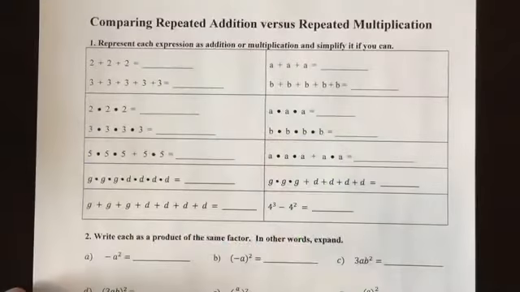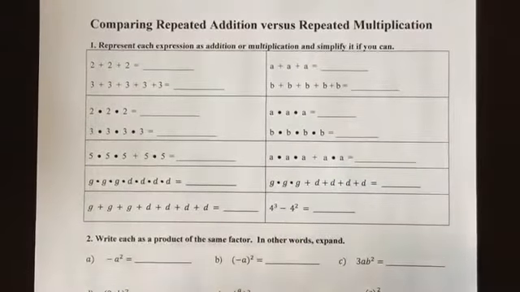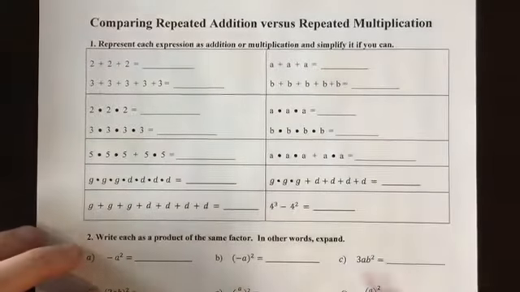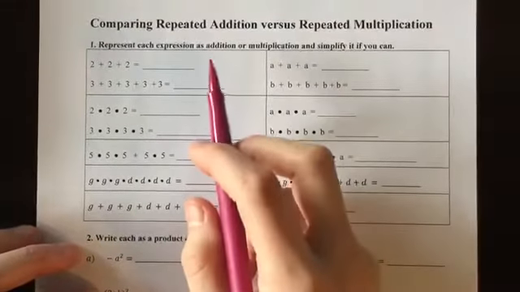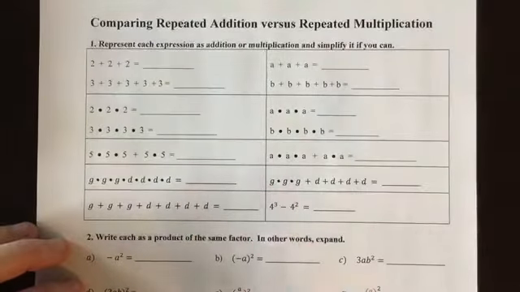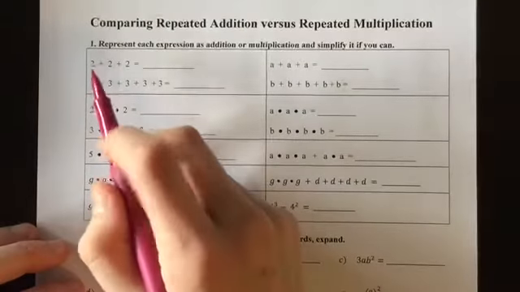We're working on page 3 in our exponents booklet. Again, remember you want to print your exponent booklet pages from the PDF, not the Word doc, because there were some formatting issues with the Word doc. Okay, so we're going to represent each expression as addition or multiplication and simplify it if you can. So we're just going to look for the repeated reasoning.